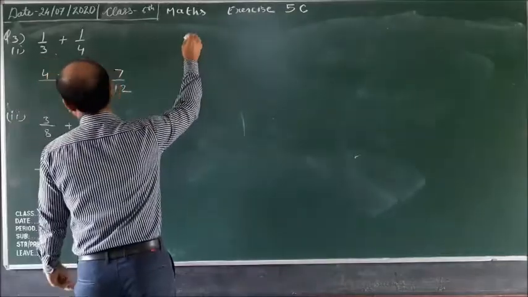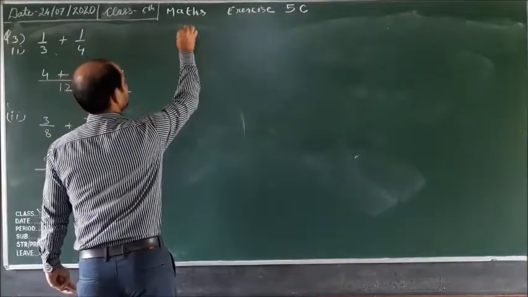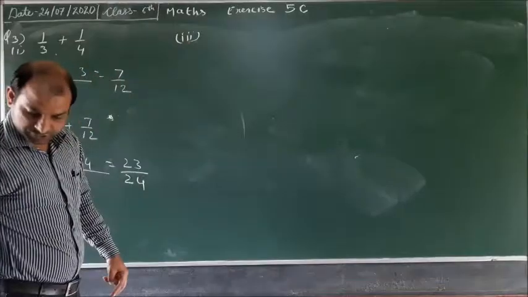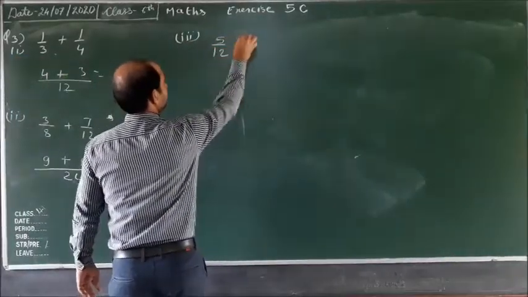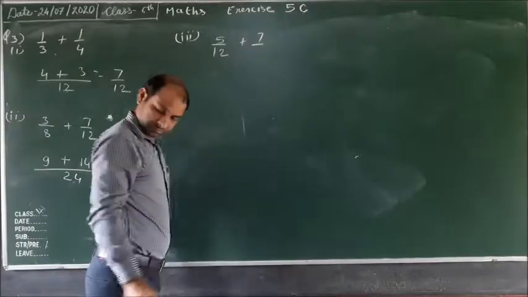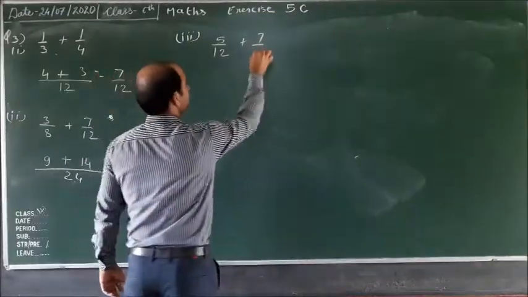Okay. Now the question number 3. The third question is 5 upon 12 plus 7 upon 16.